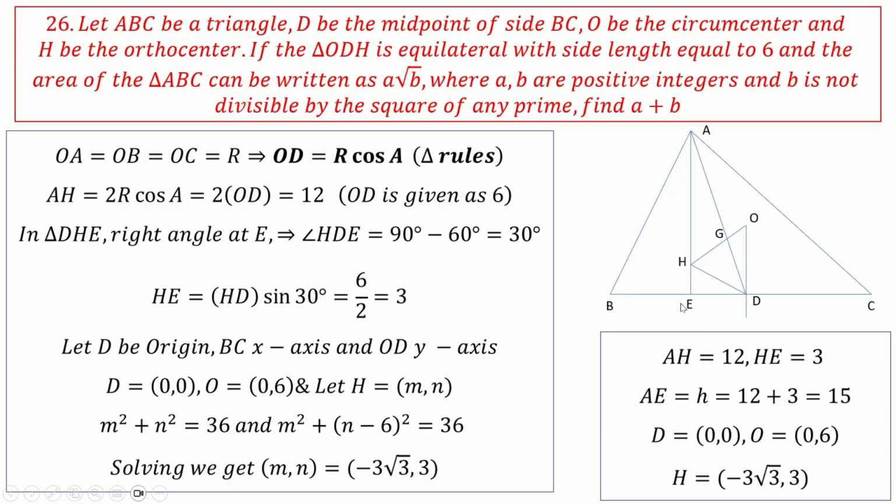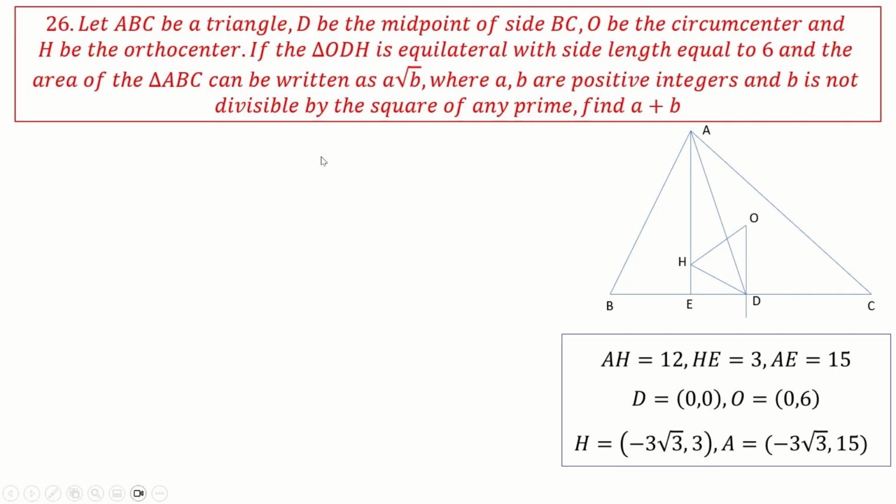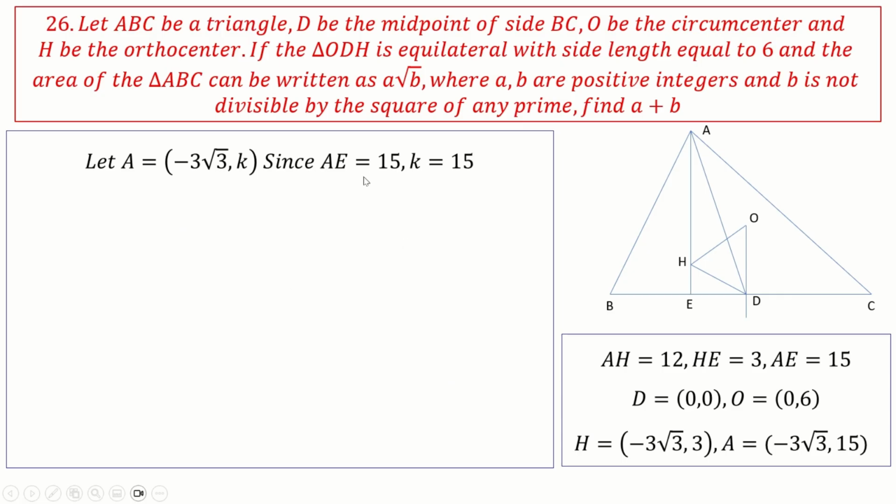So E should obviously be minus 3 root 3, because it is on the left side of the origin. And we know H's height is 3, so the y coordinate will be 3. These are the values we got. We can also say A is nothing but (minus 3 root 3, 15). That is also straightforward. We already know the A value.